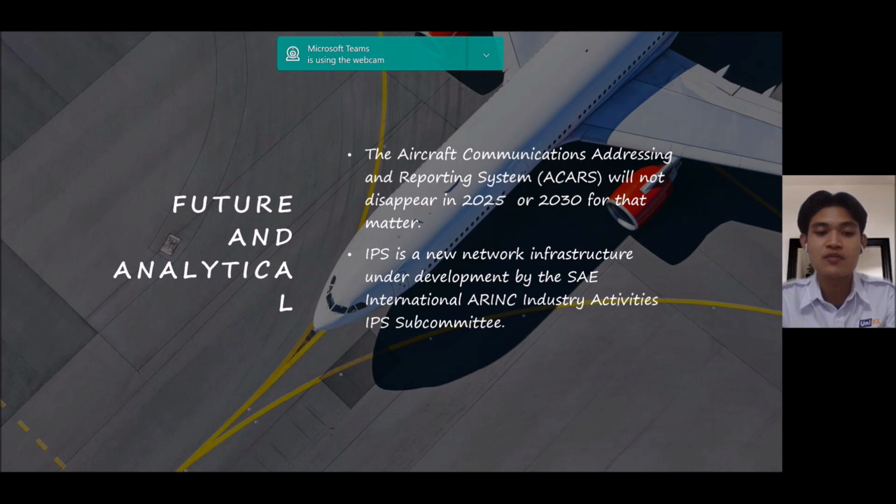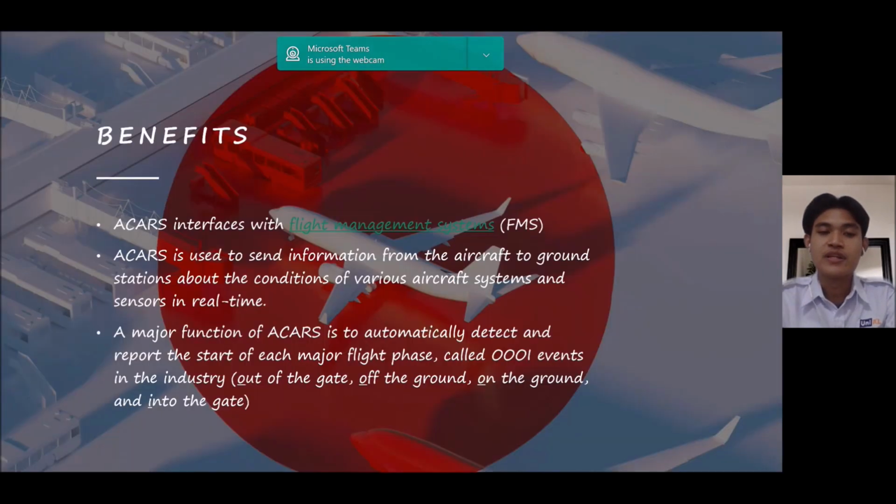IPS will use multiple line of sight and beyond line of sight subnetworks that operate in protected spectrum allocated by the International Telecommunication Union, known as ITU, and ICAO for safety services, including Inmarsat, SwiftBroadband, Iridium Certus, Aeromax, Future SATCOM, and L-band Digital Aeronautical Communication System. This is effectively the multi-link ACARS concept described by SITA, the industry's other ACARS service provider. For the next slide, which is benefits.